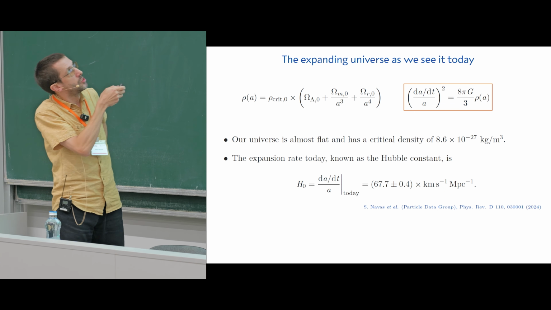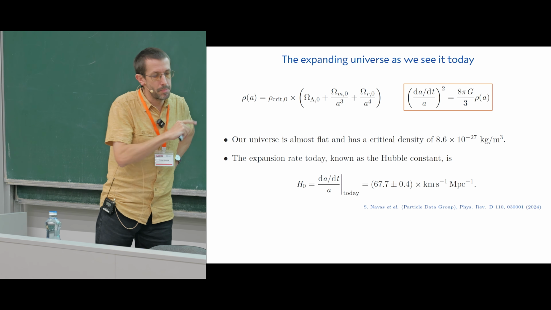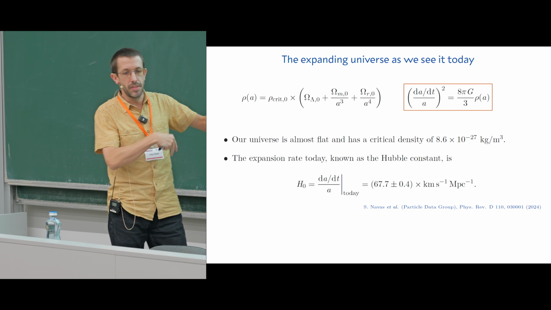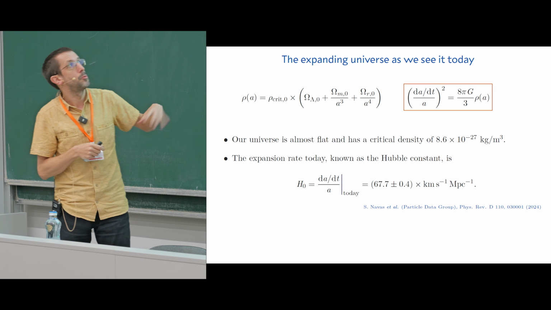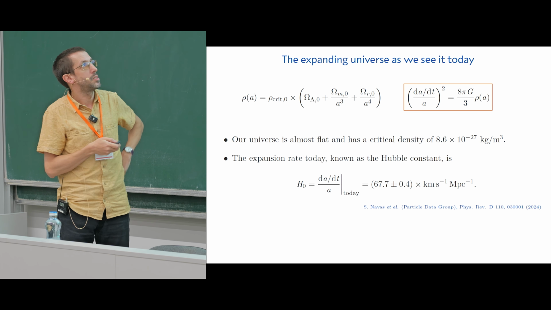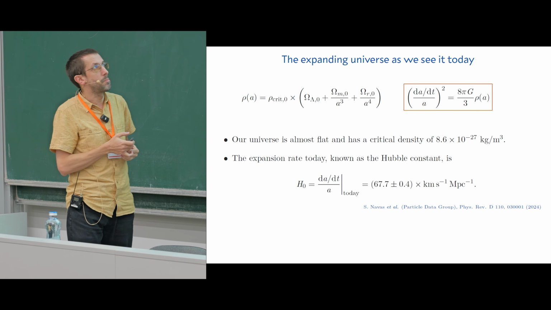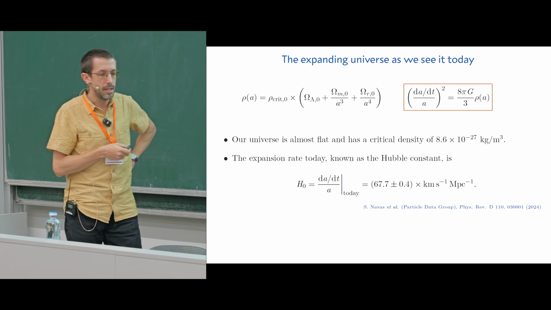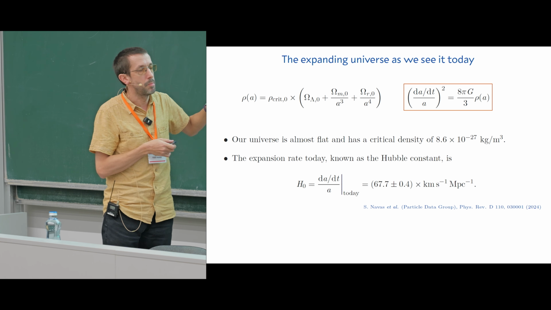Today's value of the expansion rate, dA/dt over A, is 67.7 kilometers per second per megaparsec. So if you have a galaxy that is several megaparsecs away, like 1 megaparsec is 3 million light years, it should have a velocity due to the expansion of 67 kilometers per second. It is not always so simple because galaxies also have their own peculiar motion. For example, the galaxy in Andromeda is moving towards us, even though it is at roughly the same distance, like 1 megaparsec or so.